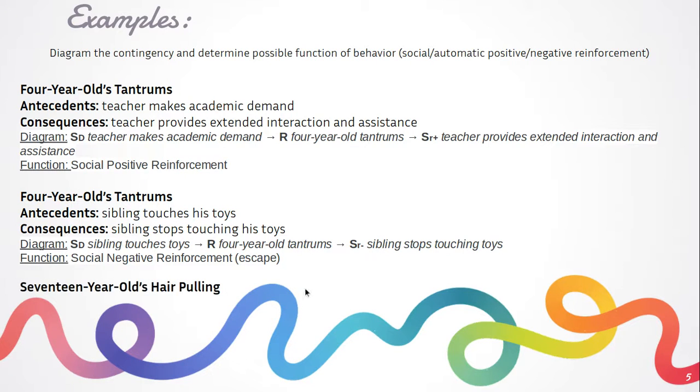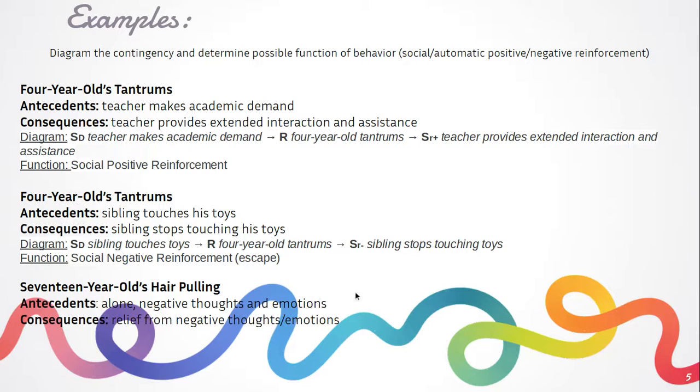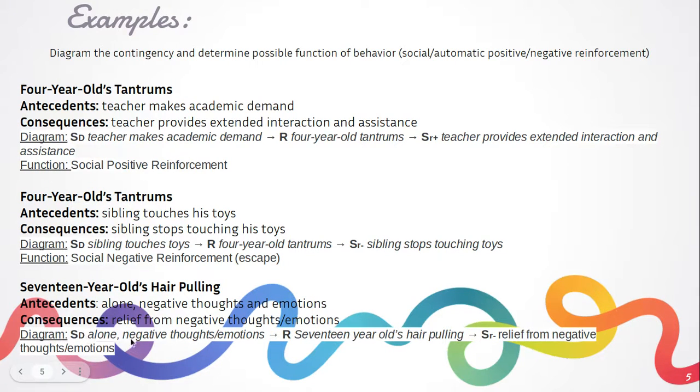Next, we have 17-year-old hair pulling. The antecedents are that the 17-year-old is alone and has negative thoughts and emotions. The consequence is that they have relief from the negative thoughts or emotions. So the diagram would show the SD is alone with negative thoughts and emotions. The response is the 17-year-old's hair pulling, and in this case, it would be an SR minus because they're getting relief from negative thoughts or emotions.